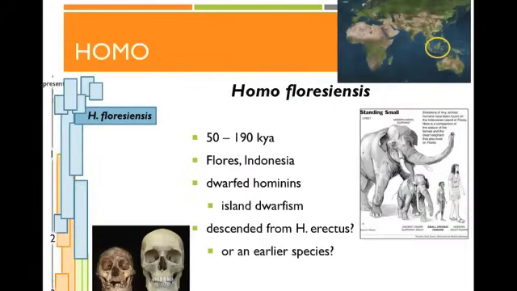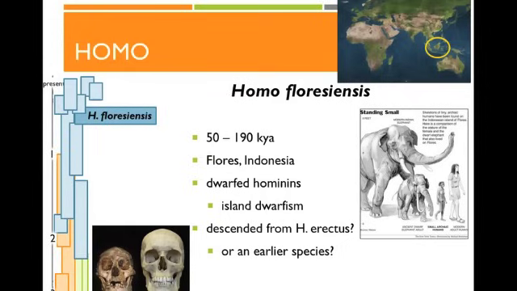So now that we have our humans spread throughout the world, we have just a few more species to cover, and these are all relatively recent discoveries. The first is Homo floresiensis, which was identified on the island of Flores in Indonesia and dates from about 50,000 years ago to 190,000 years ago. The really cool thing about Homo floresiensis is that these are dwarfed hominins. So they are much smaller than Homo sapiens that are alive today, like us, but also smaller than the species that they are inferred to be descended from.